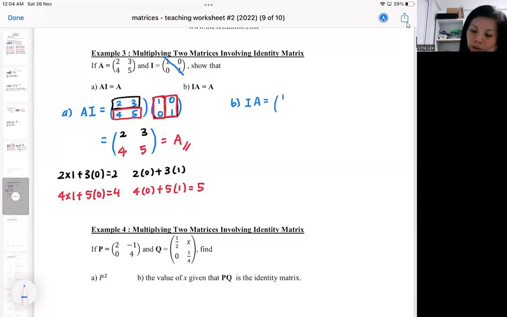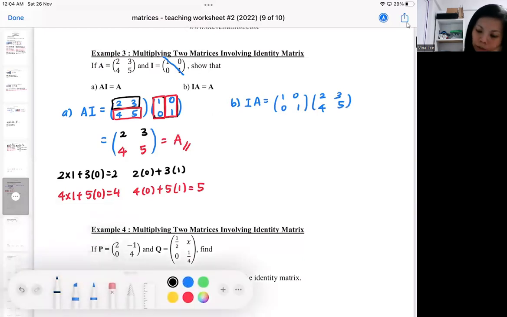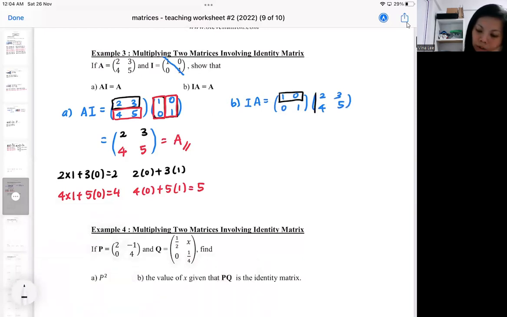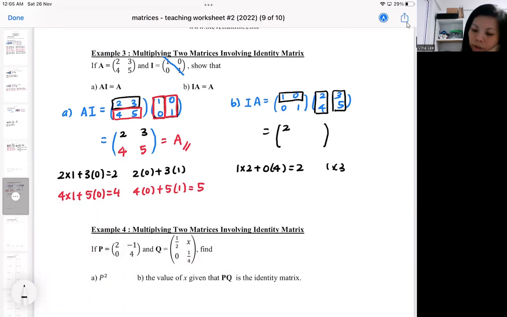So it will be 1, 0, 0, 1 times 2, 3, 4, 5. Again, it will be row times column. I'm going to fill up the top layer first, that's always my habit. So 1 times 2, 0 times 4, and 1 times 3, 0 times 5.